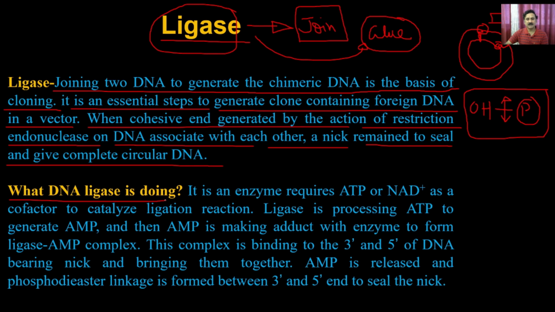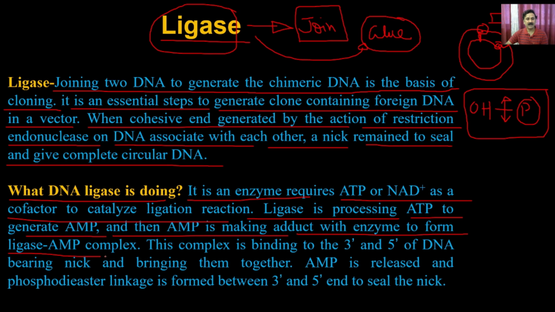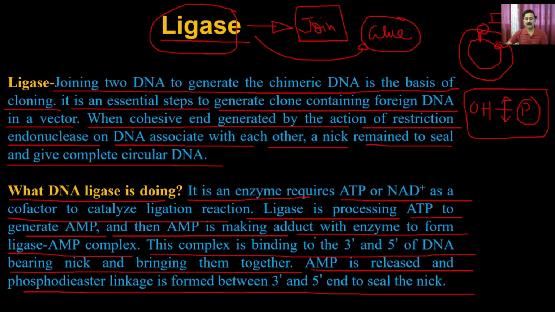So what is DNA ligase doing? It is an enzyme that requires ATP or NAD plus as a cofactor to catalyze the ligation reaction. Ligase processes ATP to generate AMP, or adenine monophosphate, and then the AMP makes an adduct with the enzyme to form the ligase-AMP complex. This complex binds to the 3' and 5' ends of the DNA bearing the nicks and brings them together. AMP is released and the phosphodiester linkage is formed between the 3' and 5' ends to seal the nicks, which means it is going to form this particular type of bond.